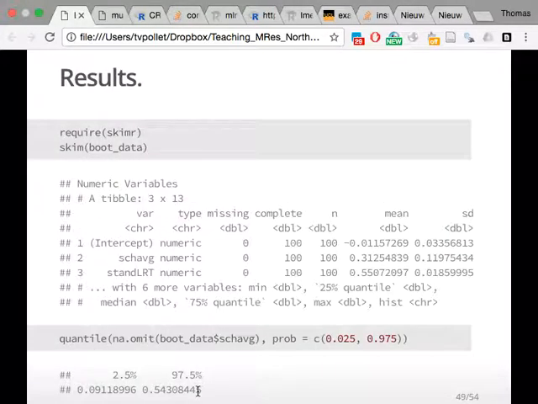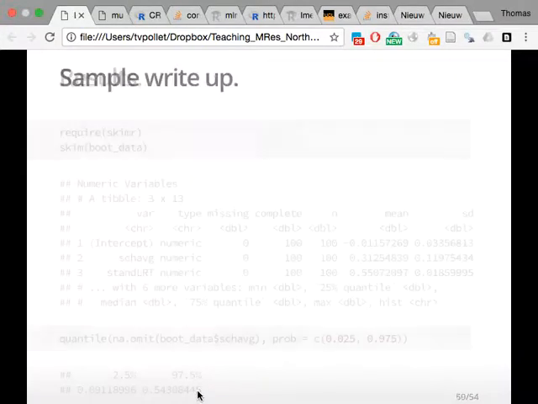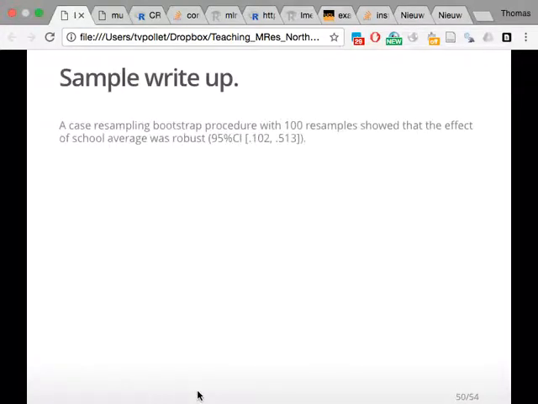And then you can, I'll just quickly show you this, and then we'll stop. We can skim it again, but we can also get the 95% confidence interval for our effect. And then you would report it by saying a case resampling bootstrap procedure with 100 resamples showed that the effect of school average was robust. And if it doesn't include 0, then it means it's a robust effect. So that's all I had to cover today.